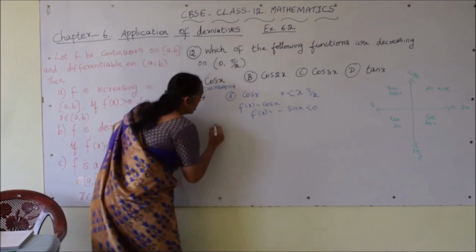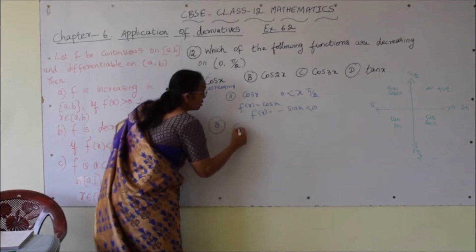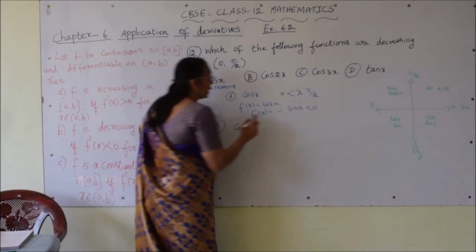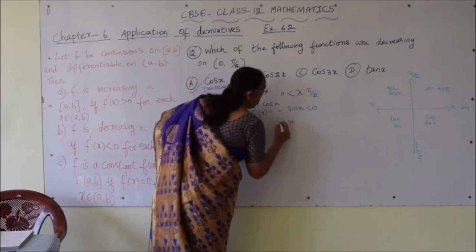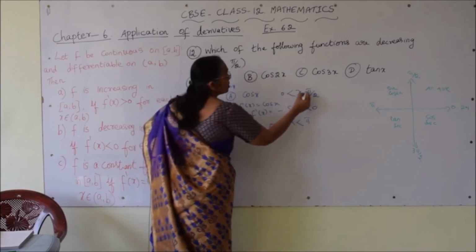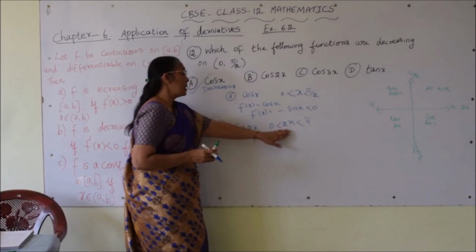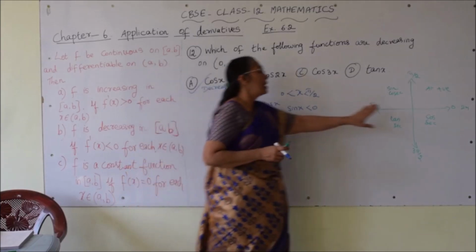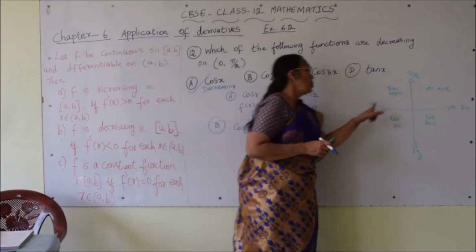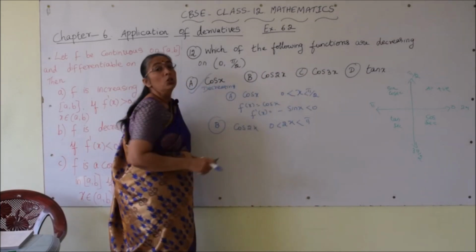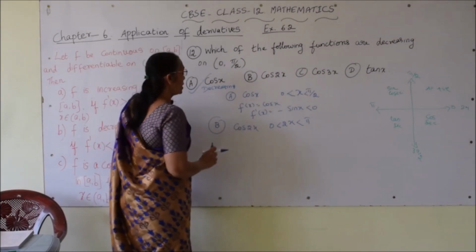Now coming to the B bit, cos 2x. Now x is between 0 to pi by 2 implies 2x is between 0 to pi. So 2x is between 0 to pi. Now we have to check whether the function is increasing or decreasing in the interval from 0 to pi, because 2x value is here, and here cos 2x we have to check.